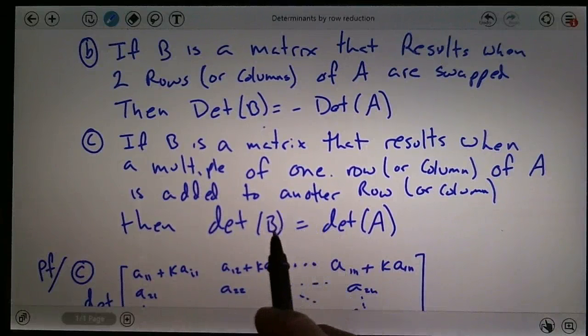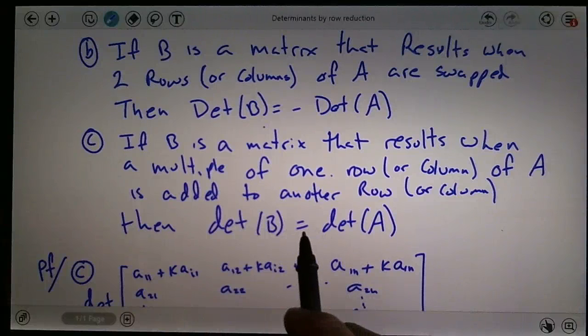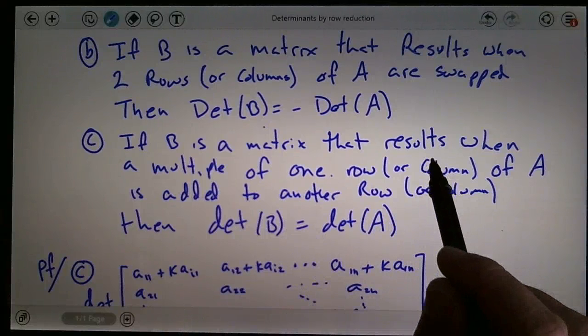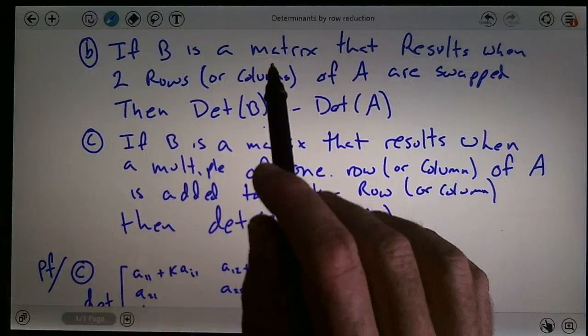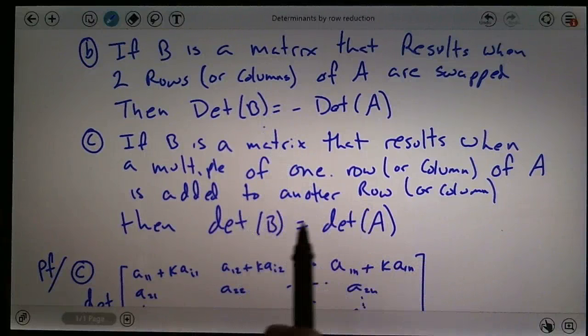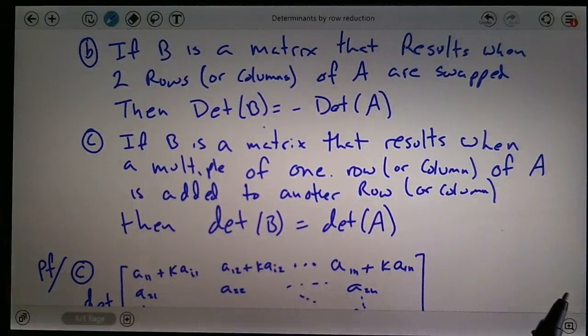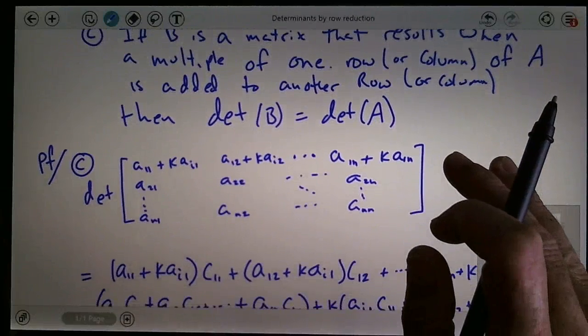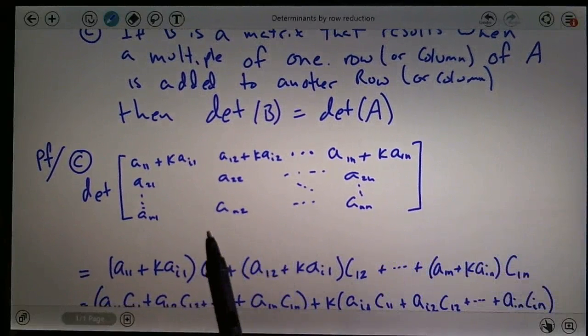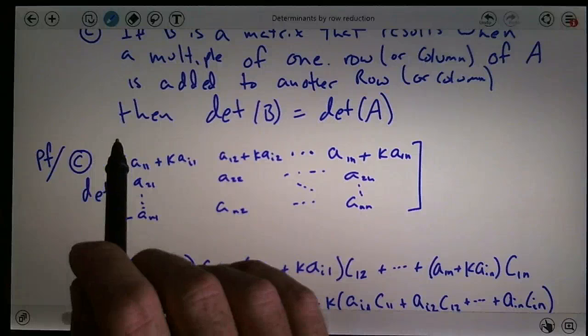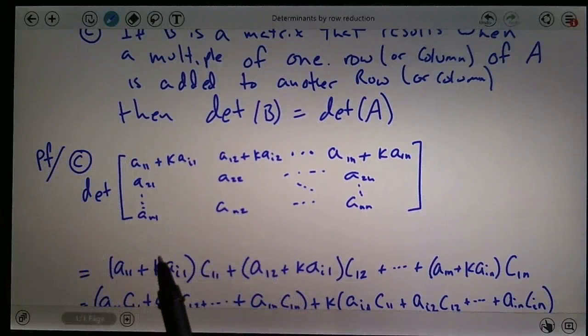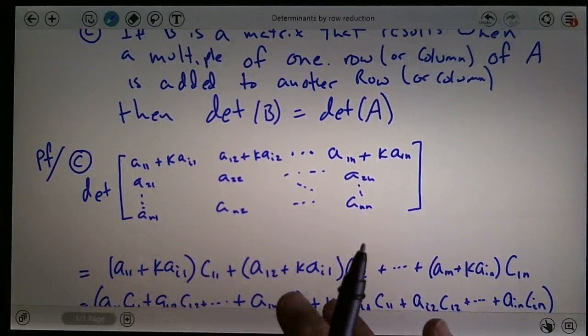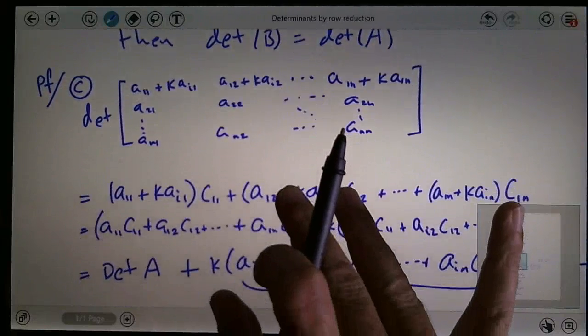It seems like there should be some effect on the determinant, because the other two row operations are pretty simple. This is the most complicated of the row operations, and yet it does not change the determinant. Let's see why. I'm going to prove just this last one. The book proves part A. I'm going to prove part B. Sorry, part C.